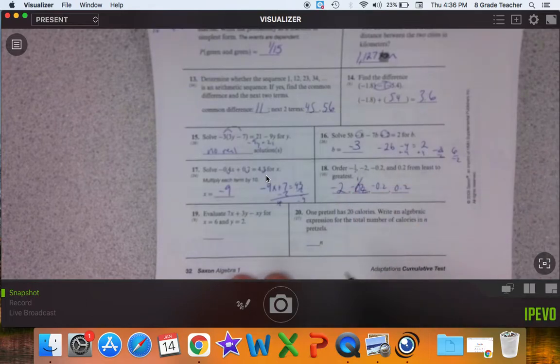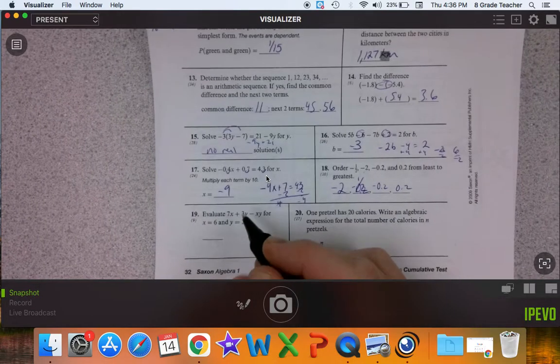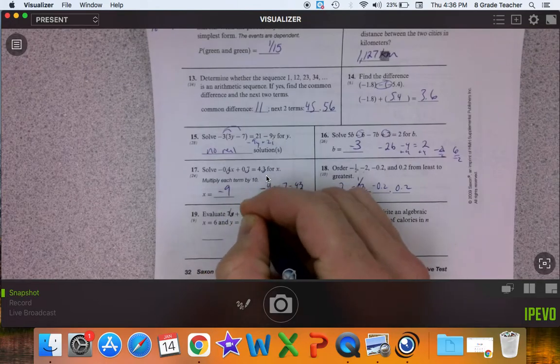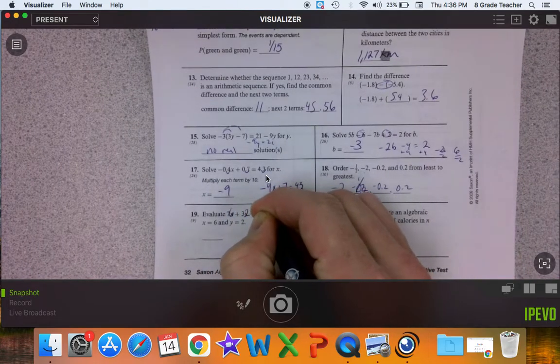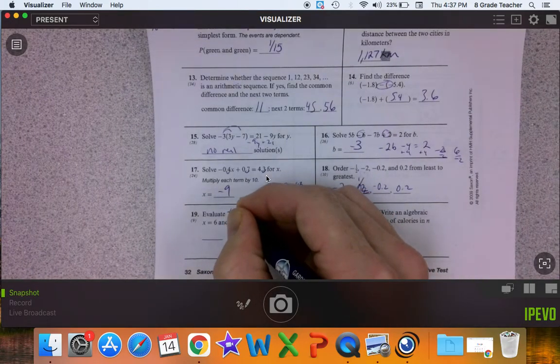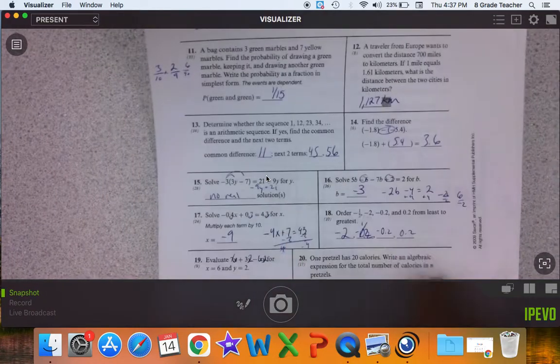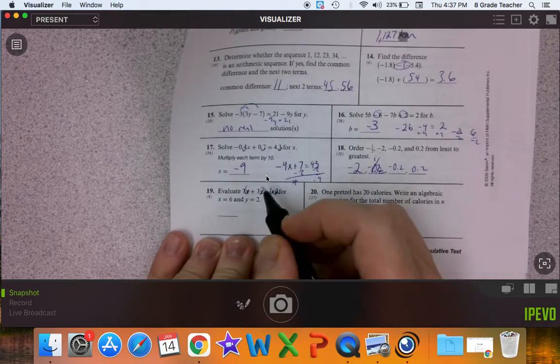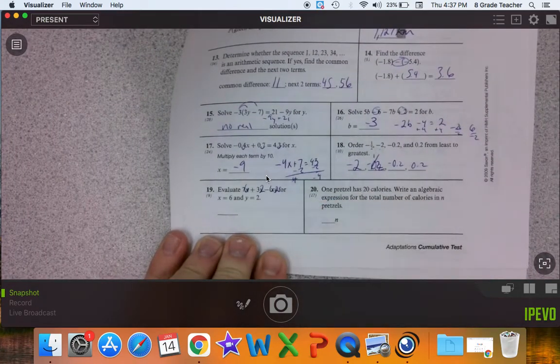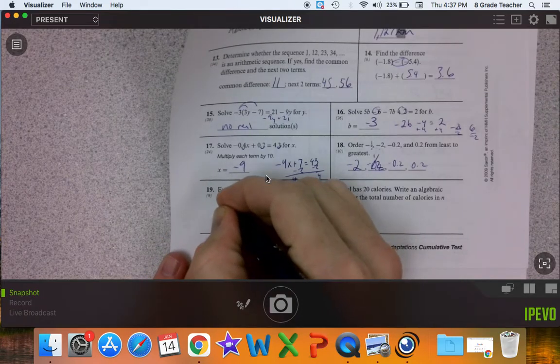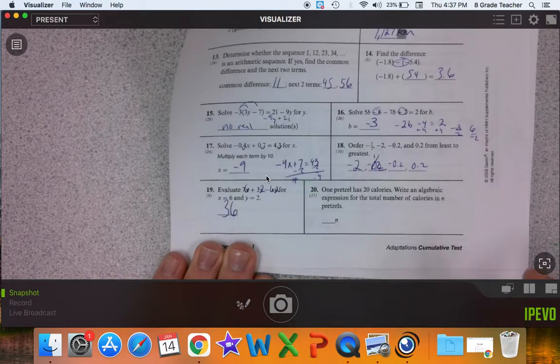Number 19 and 20. Number 19, you're going to evaluate by plugging in for x and y. Here's going to be a 6. This is going to be a 2, a 6, and a 2. You would multiply 7 times 6 plus 3 times 2 minus 6 times 2. 7 times 6 is going to give you 42, plus 3 times 2 is 6, minus 6 times 2, 12, is going to give you a total of 36.